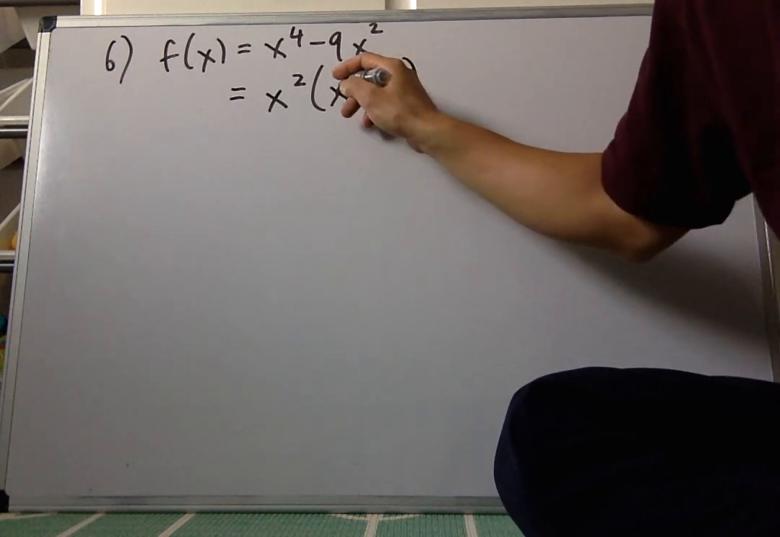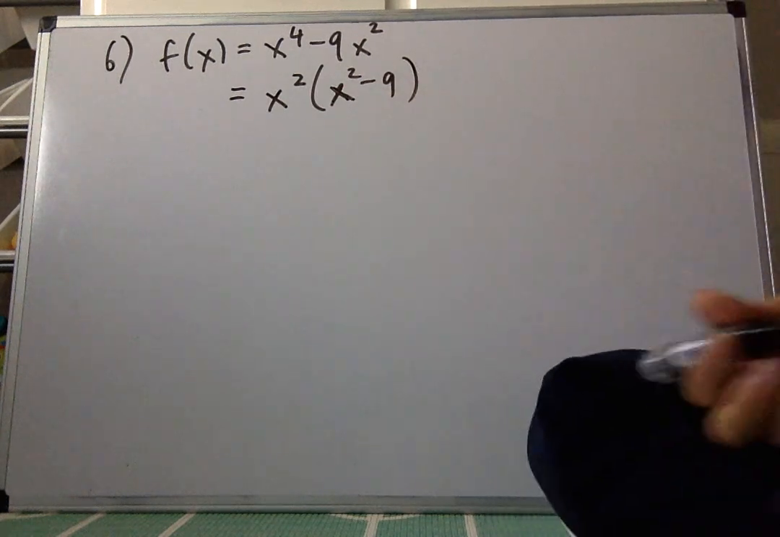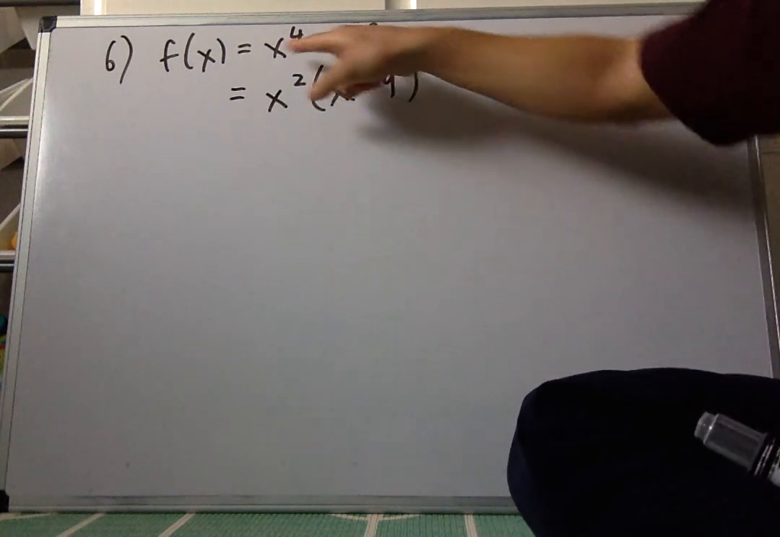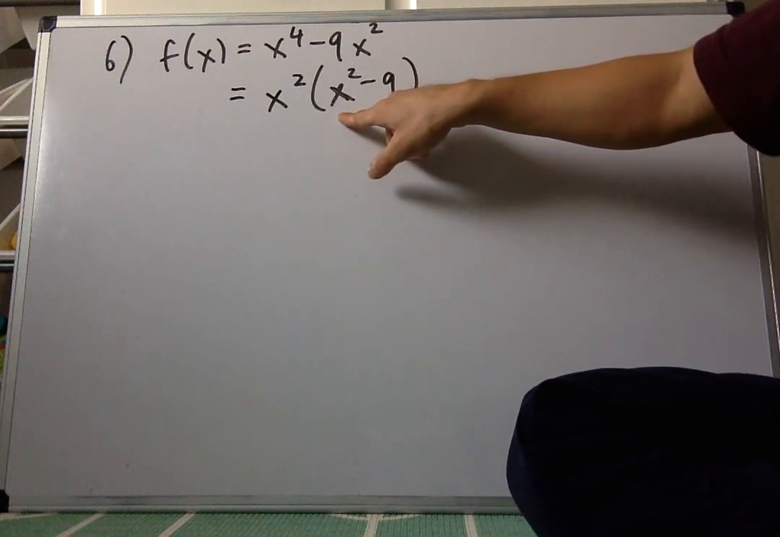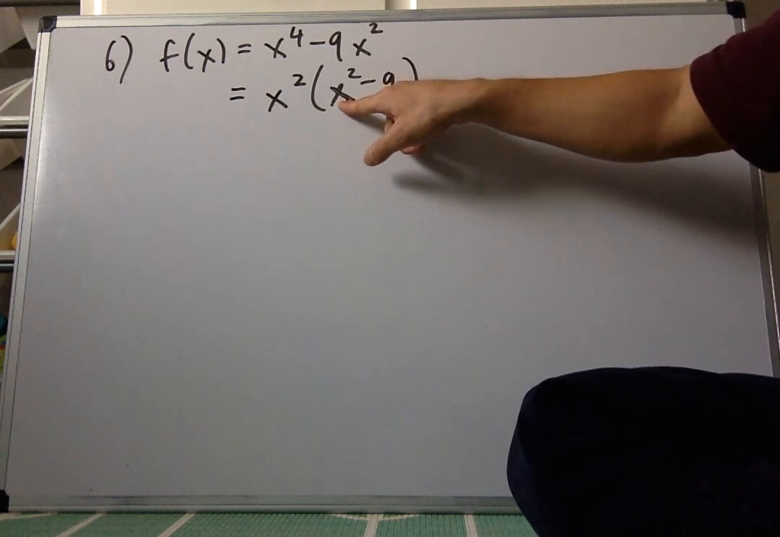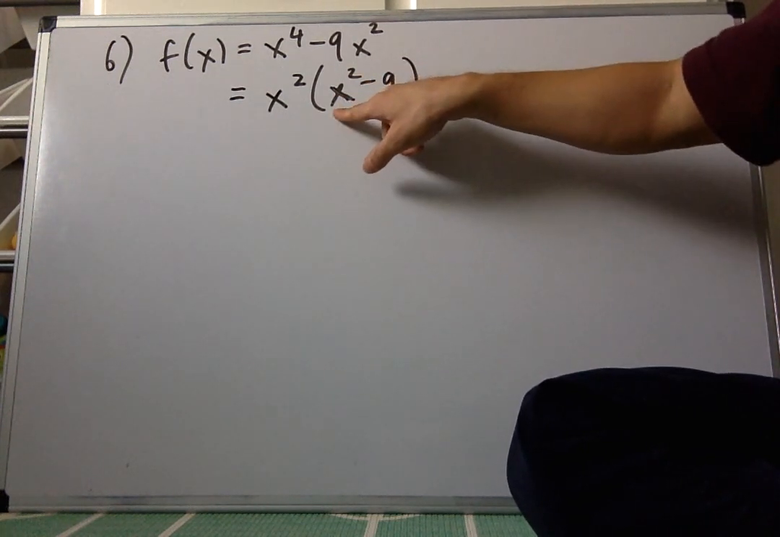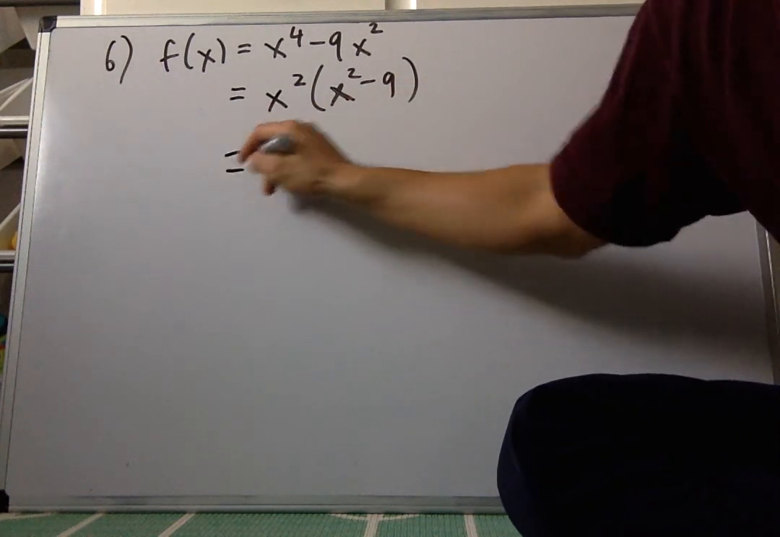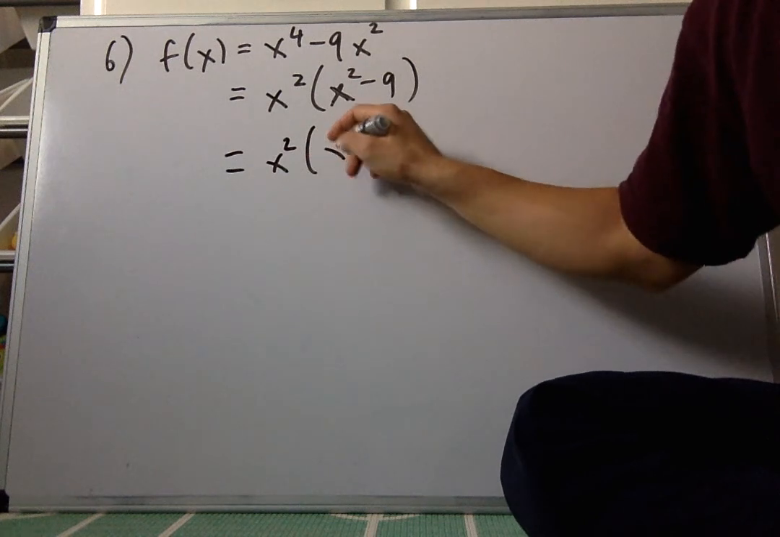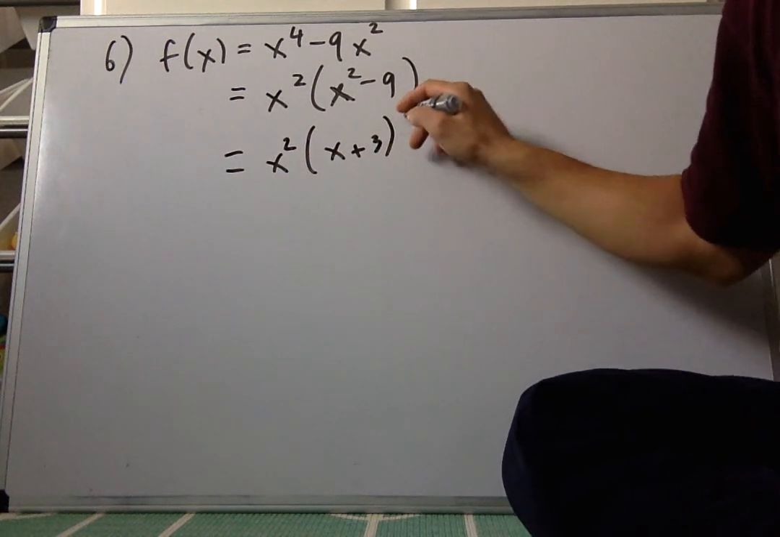Oh, beautiful, beautiful. It's an easy one. See that? I just factored out an x squared, right? Now, x squared minus 9, you should actually recognize this. This is a difference of squares. 9 is a square number. x is x times x. 9 is 3 times 3, right? So that's just going to be x squared, x plus 3, x minus 3.